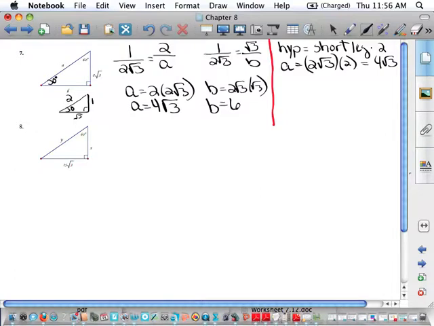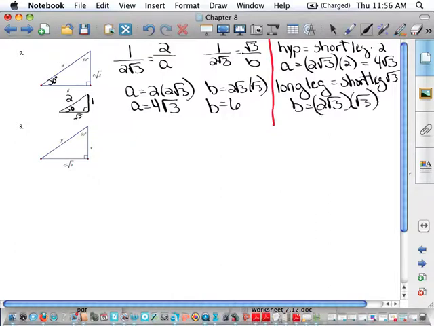To find B, the long leg is equal to the short leg times the square root of 3. The long leg is B. The short leg is 2 root 3 times the square root of 3. When you multiply that, you get 2 times the square root of 9. 2 times the square root of 9 is 6. That gives me an answer of 6.